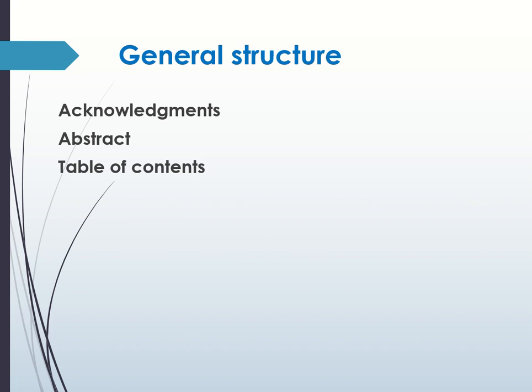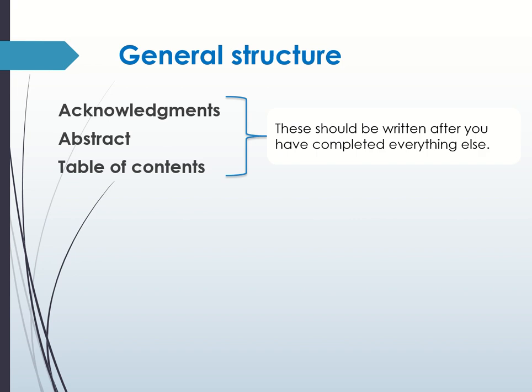You don't have to have acknowledgement, but if you would like to thank your participants, peers, lecturers, supervisor, or anyone else, you could do that in this section. The next one is an abstract. You probably know that this is a brief summary of your dissertation. Here you need to mention the purpose of your study, how it was conducted, and introduce the key findings. These three sections are usually written at the end, after you have completed everything else.